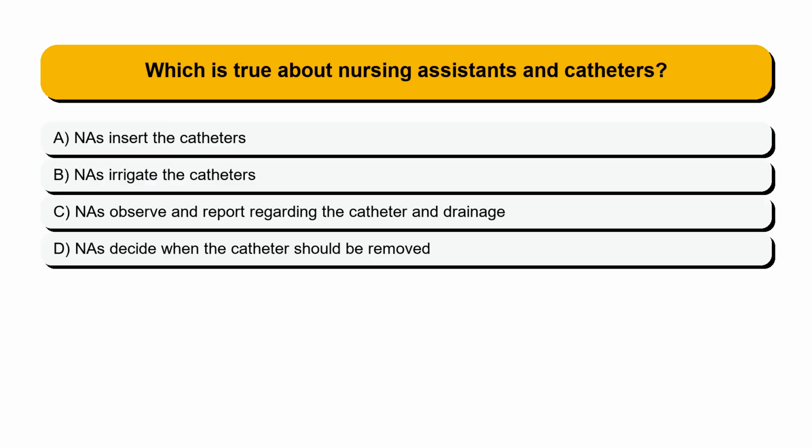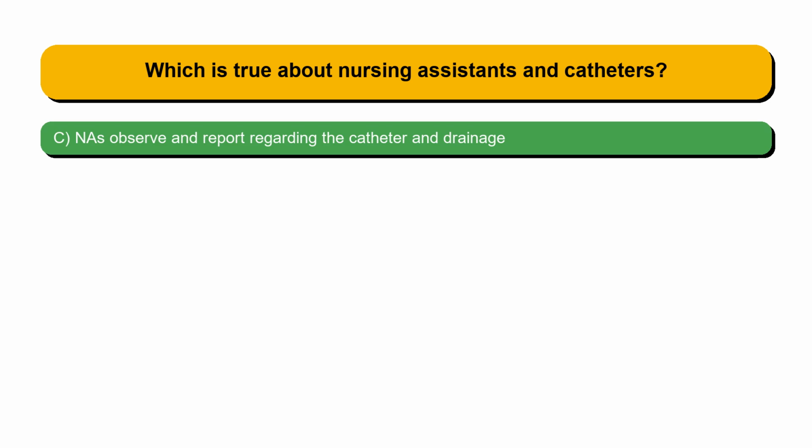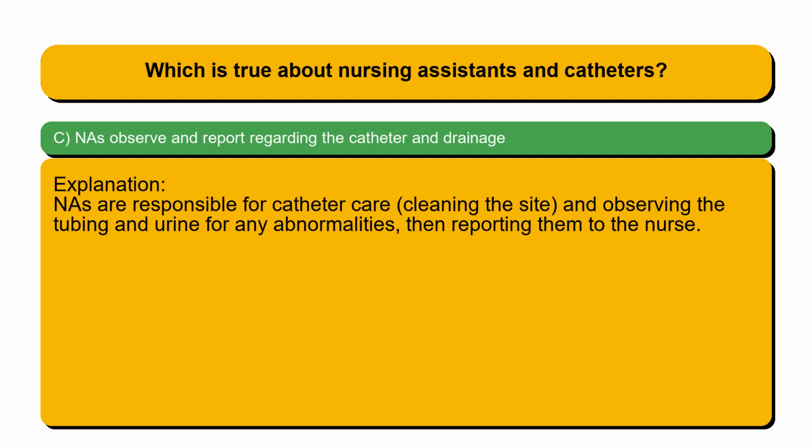Question 76. Which is true about nursing assistants and catheters? Option A, NAs insert the catheters. Option B, NAs irrigate the catheters. Option C, NAs observe and report regarding the catheter and drainage. Option D, NAs decide when the catheter should be removed. The correct answer is option C, NAs observe and report regarding the catheter and drainage. NAs are responsible for catheter care, cleaning the site, and observing the tubing and urine for any abnormalities, then reporting them to the nurse.